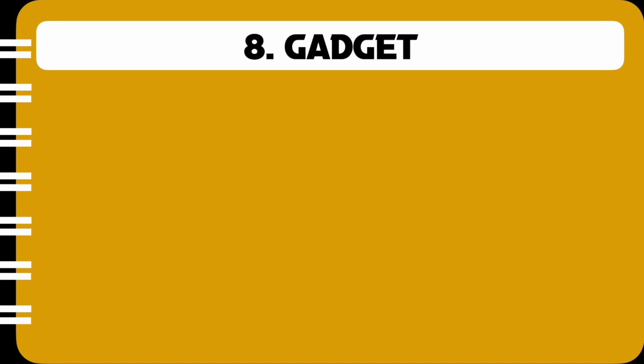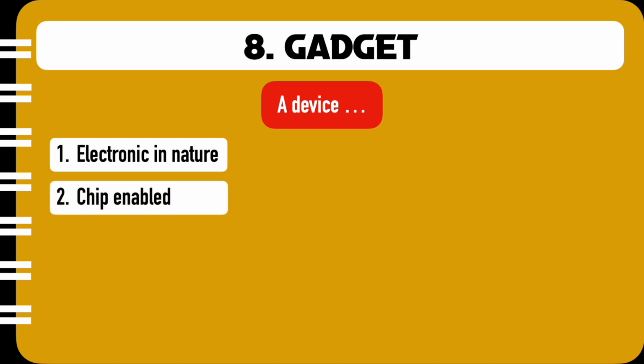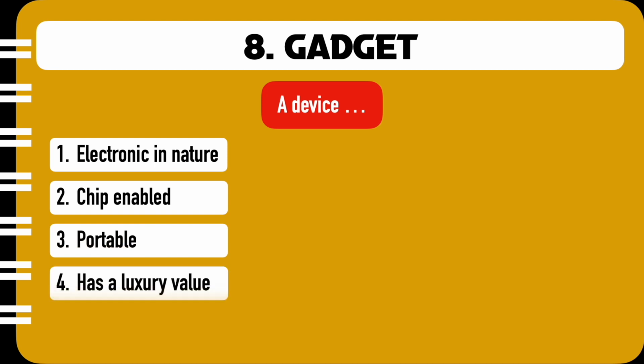The next one I'm going to be talking about is the gadget. Now, the gadget is a device. First of all, it is electronic in nature, which means it is chip enabled. Next, it has to be portable and it should have a luxury value. In the past, a television would have been a gadget. But given the size of gadget in today's time, a television or a desktop has stopped being a gadget.